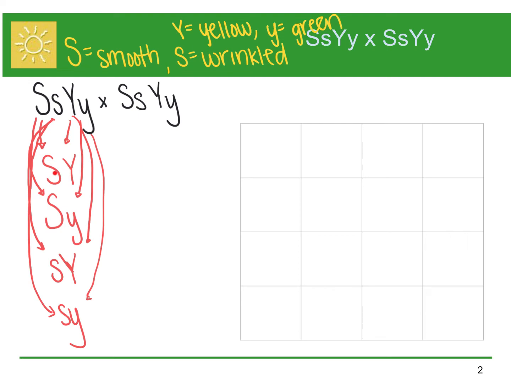So my first one was capital S, capital Y. So over here I'm going to write capital S, capital Y. The second combo was capital S, lowercase y. So I'm going to write that over here. Third combo was lowercase s, capital Y. And the fourth combo is lowercase s, lowercase y.